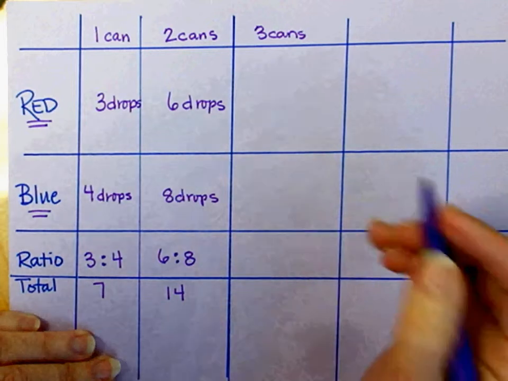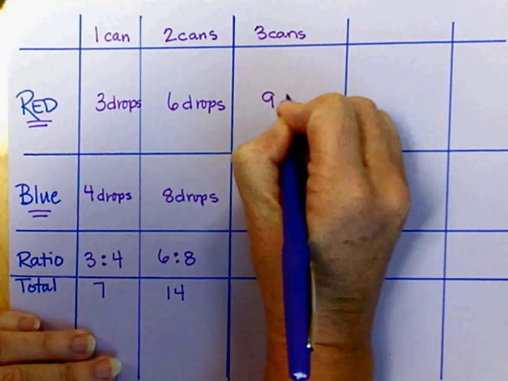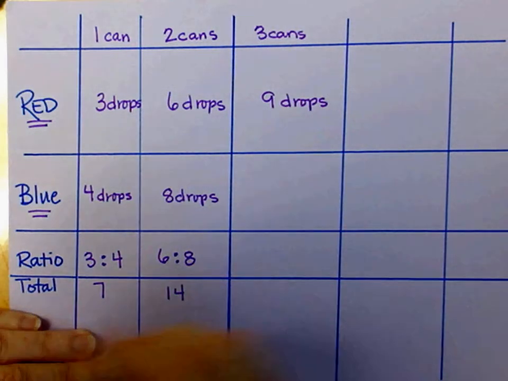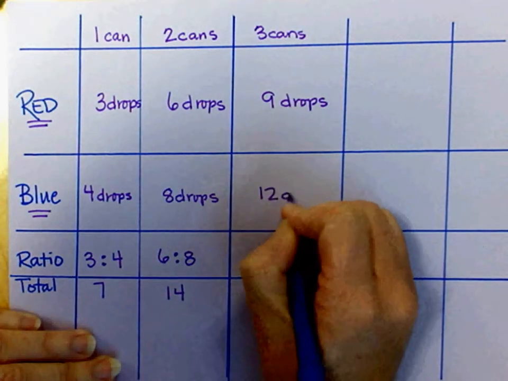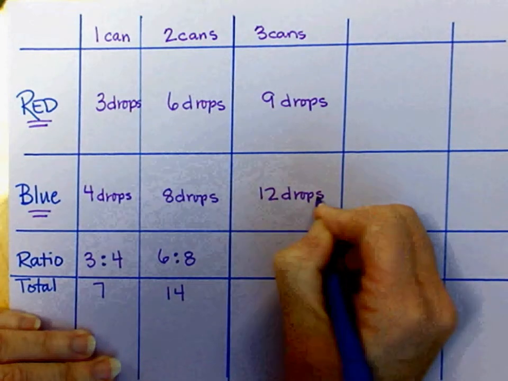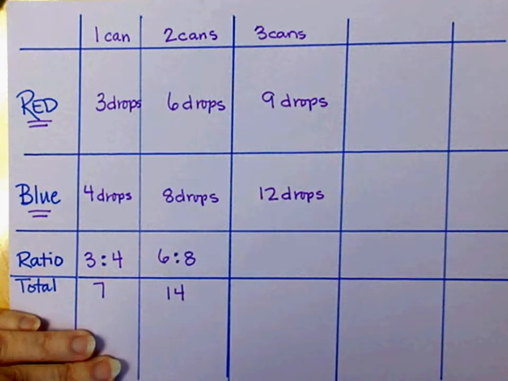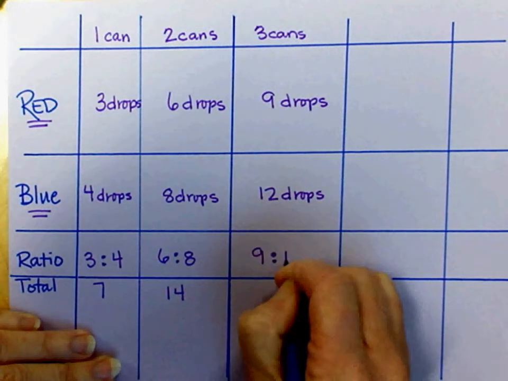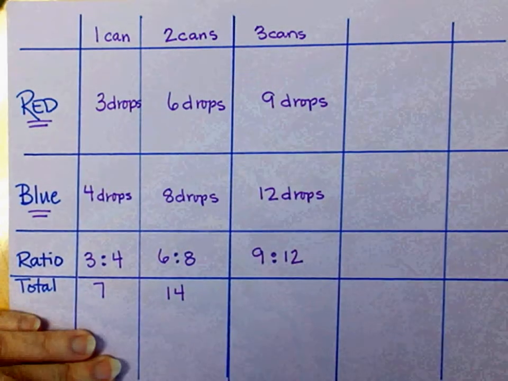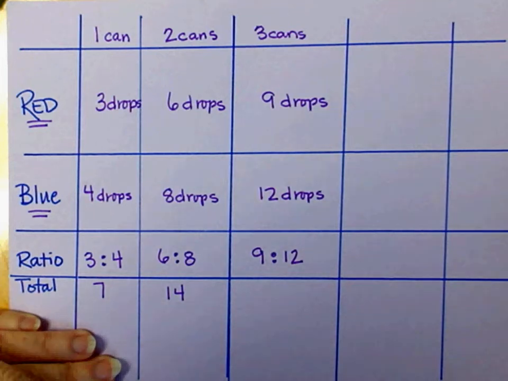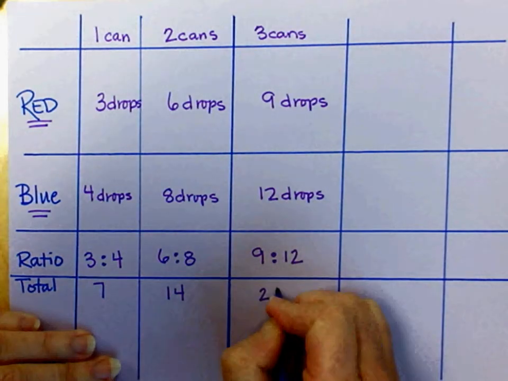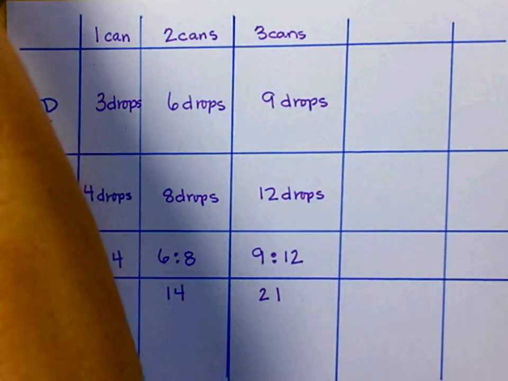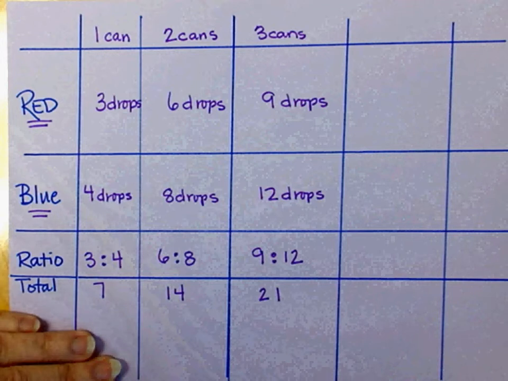If you filled in 9 drops of red, you're right. And if you filled in 12 drops of blue, that's correct. So the ratio for 3 cans of paint is 9 to 12, and the total number of drops is 21. Now let's stop a moment and let's make sure that we have some math to support it.